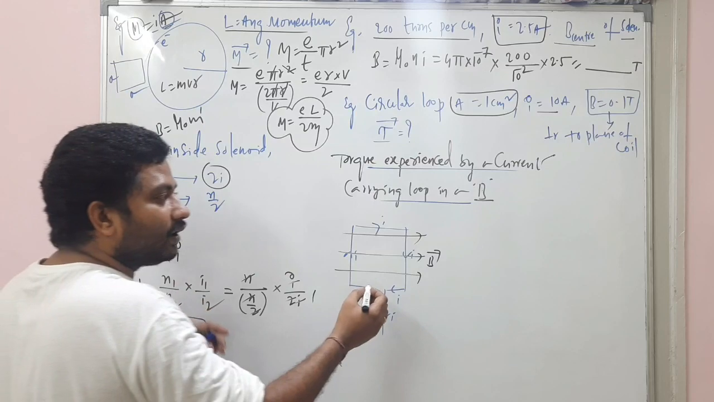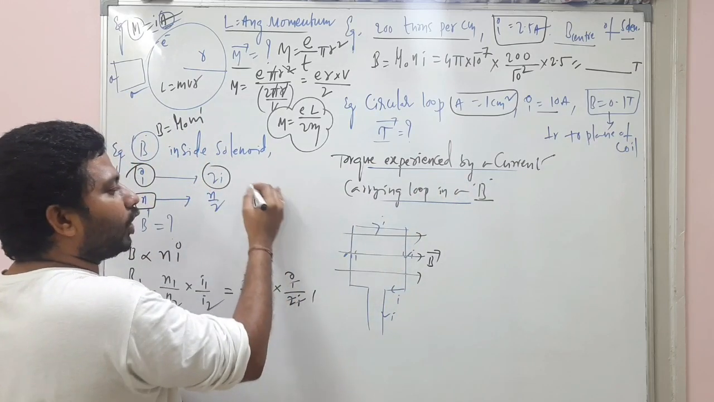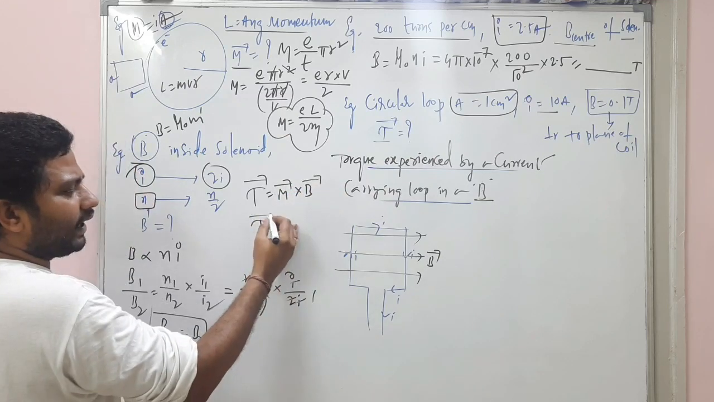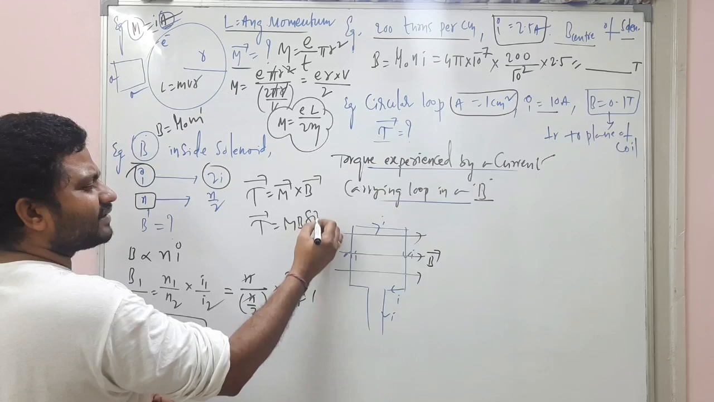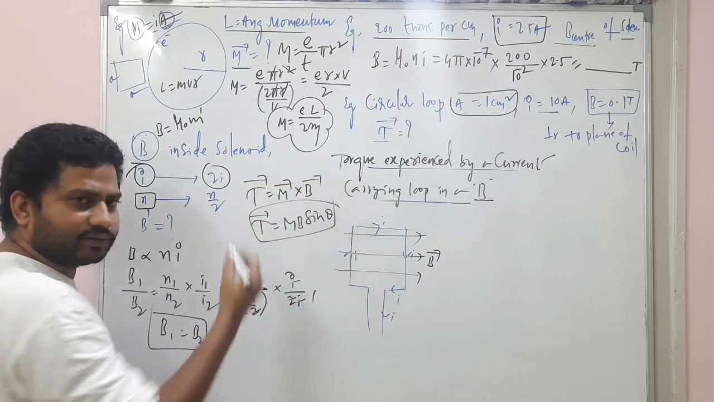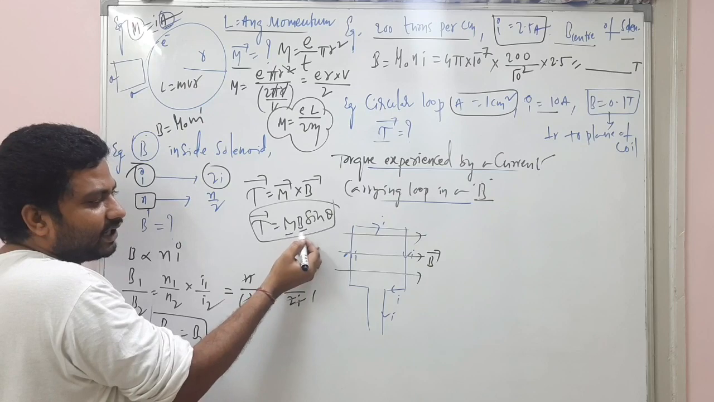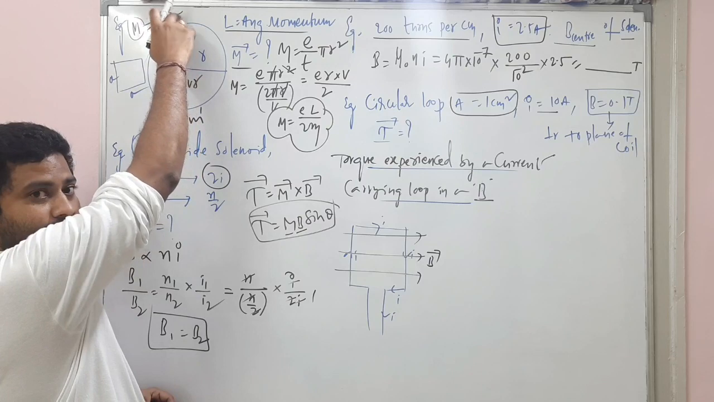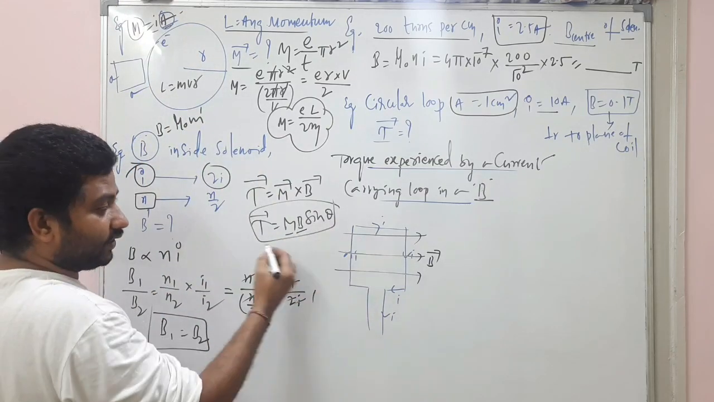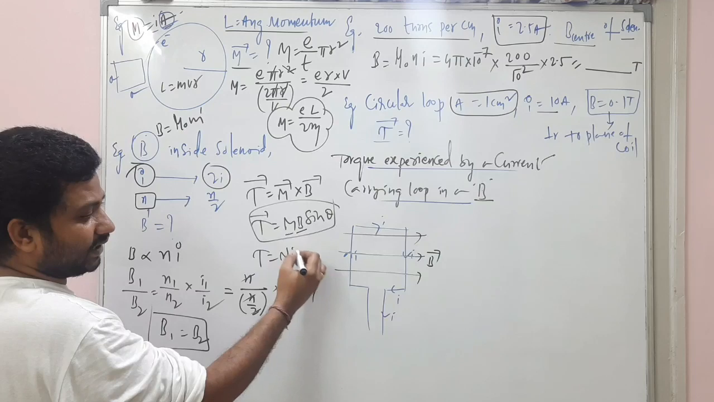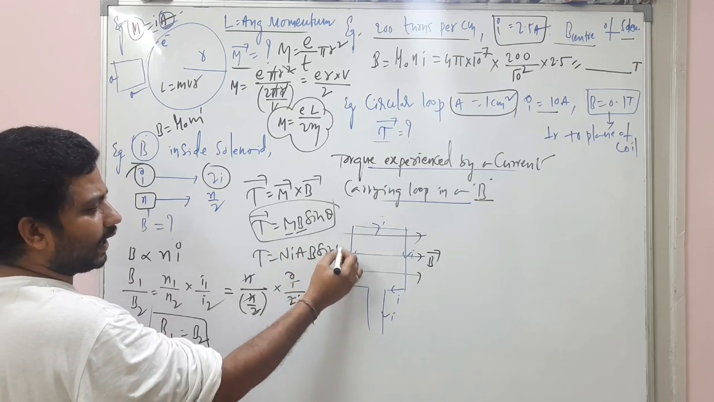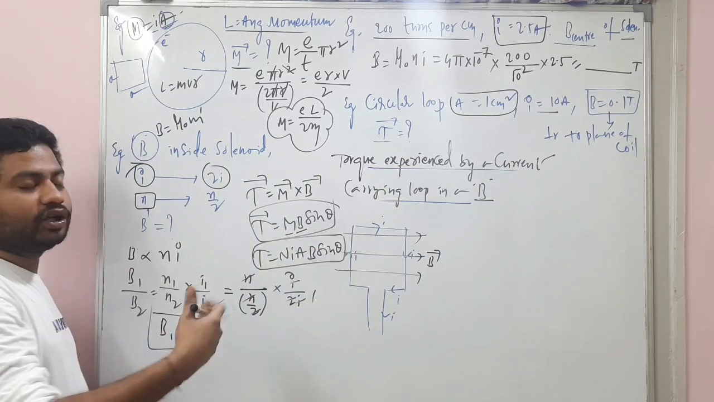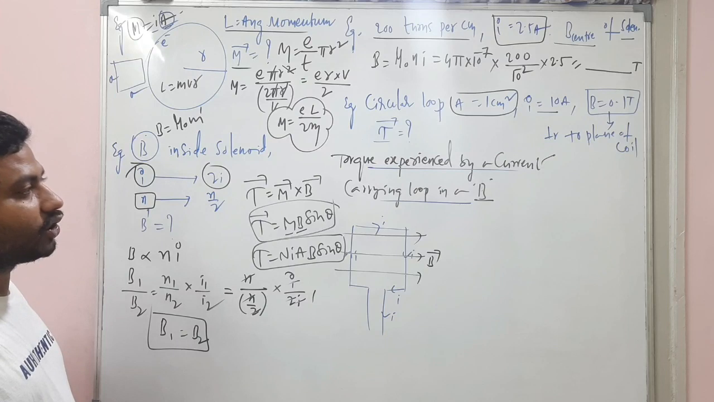You know, the torque experienced will be tau bar is equal to M bar cross B bar. And that I can write as tau is equal to MB sine theta, where theta is the angle between M and B, and M bar is nothing but I A bar. When there are N number of turns for this coil, I can write tau is equal to NIAB sine theta. Depending on the theta, the torque value will be different.